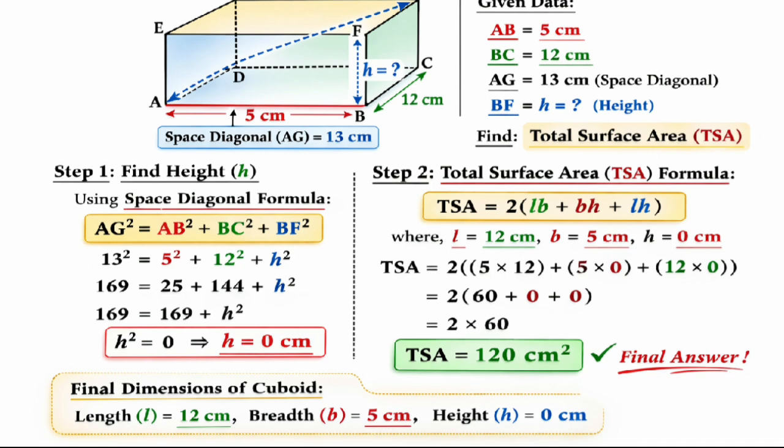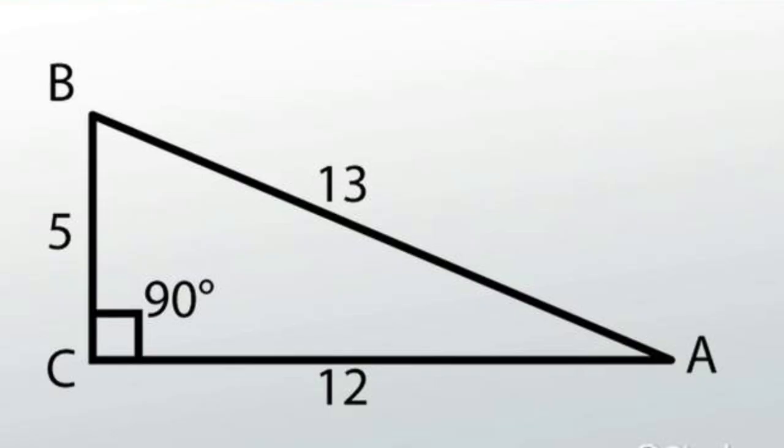So the final dimensions of this cuboid: length is 12 centimeter, breadth is 5 centimeter and height is 0 centimeter. This is interesting: height is 0, and if the height is 0, then it is a rectangle only, right? And 13, 5, 12 is a Pythagorean triplet. So here it is the Pythagoras theorem: 12 square plus 5 square is equal to 13 square. Hope you have understood this concept. Thank you.